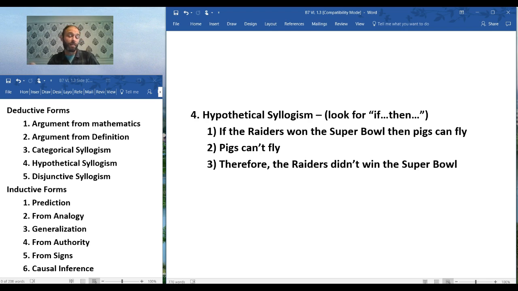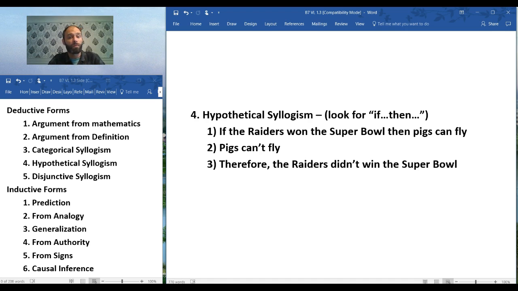So this is a deductive argument, and in fact it's a good deductive argument. If those premises are true, they would actually guarantee that the conclusion was true. And the way you can sort of get your head around that this is a deductive argument, that it's trying to prove the conclusion with certainty, is the first premise sort of sets up a rule, right? If the Raiders won the Super Bowl, then pigs can fly. And the second premise tells us about some state of affairs, right? Pigs can't fly. And then if we're given that rule in number 1, and we know that pigs can't actually fly, then it has to follow that the Raiders didn't win the Super Bowl.